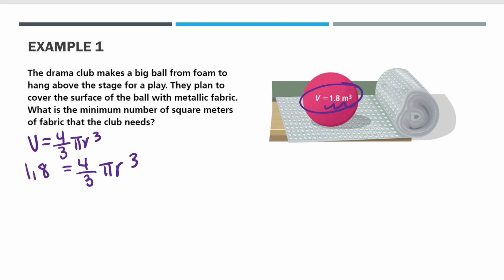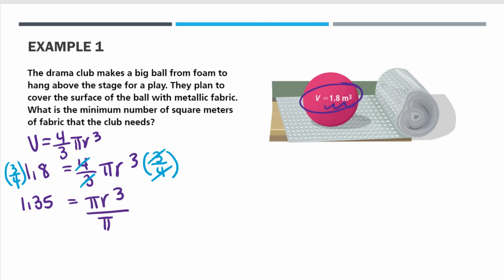So I will remove that 4/3 first by multiplying both sides by 3/4. So the numerator cancels with that denominator, and the numerator of 3 cancels with the denominator of 3. So we simplify the left-hand side, and we get 1.35 is equal to pi r cubed. We'll divide both sides by pi to eliminate the pi on the right-hand side, and we're left with r cubed is equal to 1.35 divided by pi.